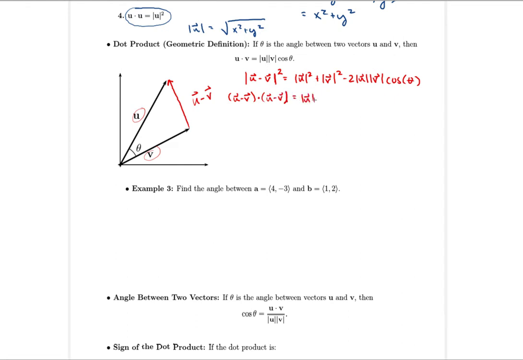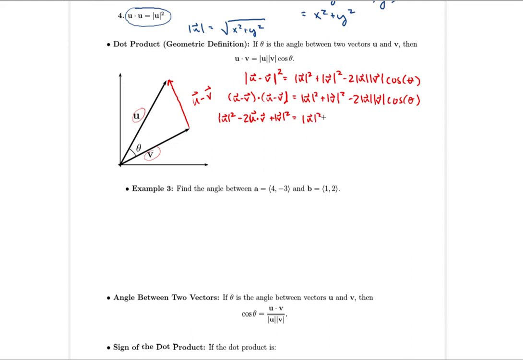All right, and then we still have all this. But when we dot u minus v with itself, we can essentially FOIL, right? It's u dotted with u, which would be the magnitude of u squared, minus 2u dotted with v, plus the magnitude of v squared. I'm doing that because u dot u is the same as the magnitude of u squared, and the same for v.